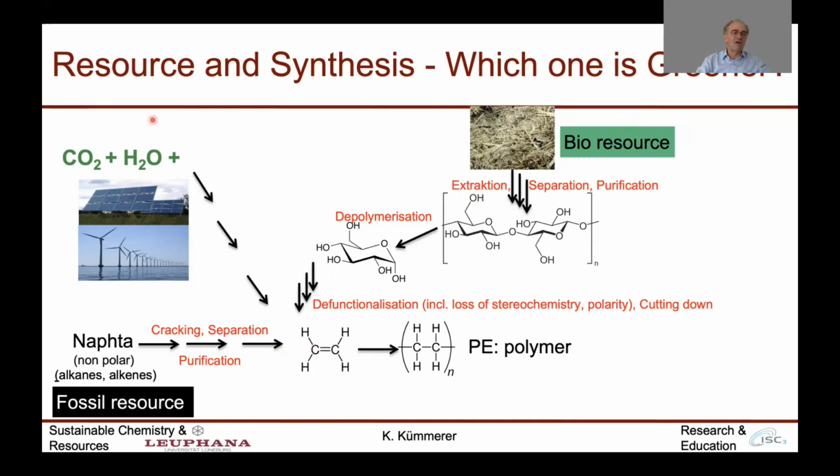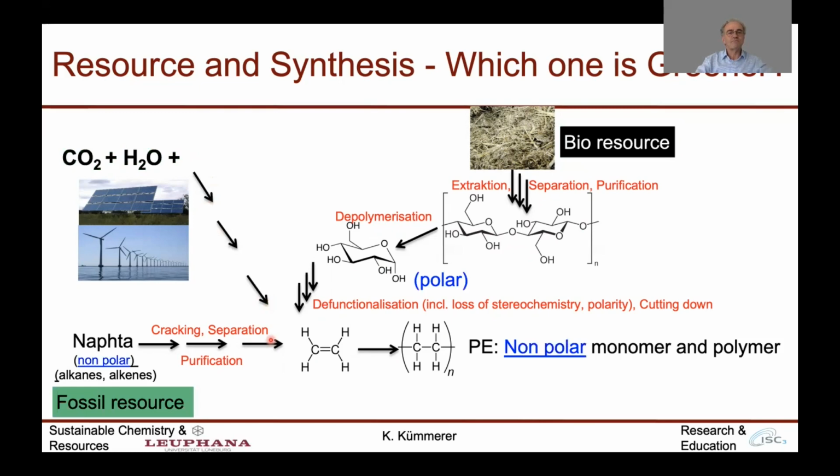And we can also start with carbon dioxide and water and renewable electricity, which is nowadays often favored. But here again, we need many, many steps. Let's have a closer look. If you think about it, polyethylene is a non-polar compound, as is ethylene, so why not start with naphtha, which is also a mixture of non-polar compounds, instead of many more steps here, and then the deep defunctionalization.